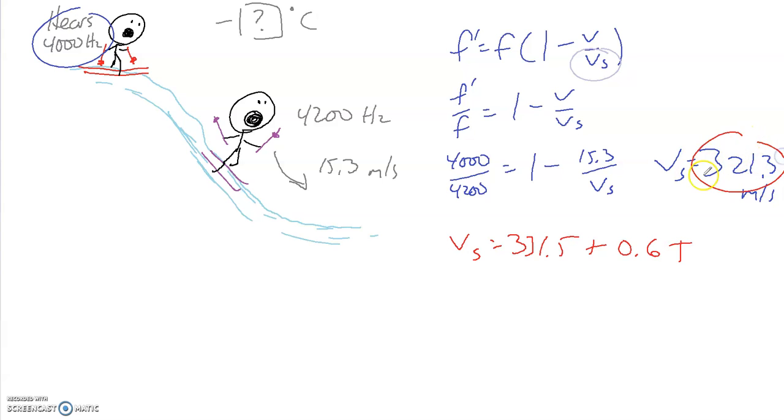Well, I've got my speed. I can put it right there. So I can take that, I can subtract the 331.5 from it to find out how much the speed has changed, and then divide that by that 0.6, and I can get a temperature of around negative 17 degrees Celsius. So there we go. So we've mixed Doppler shift and speed of sound together a little bit. Okay, let's try another question where the two are put together.